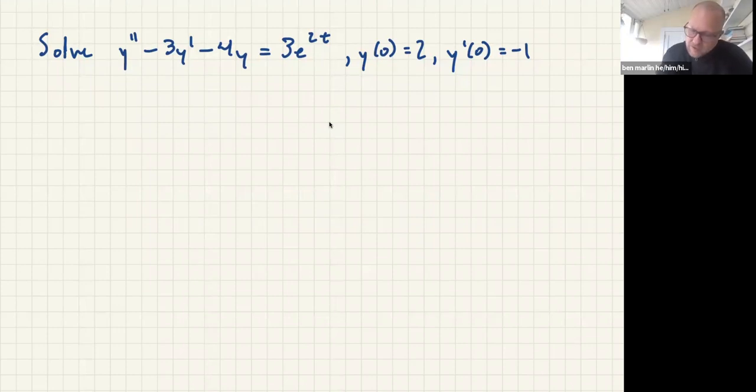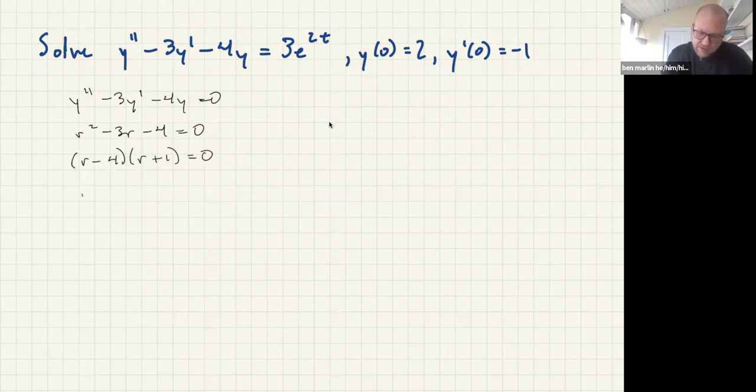So I'm going to get a thinner pen here. All right, so y'all see this, and you know that your associated homogeneous equation would be y double prime minus 3y prime minus 4y equals 0. And your indicial equation would be this, and that factors into this, and so your two solutions are 4 and -1.